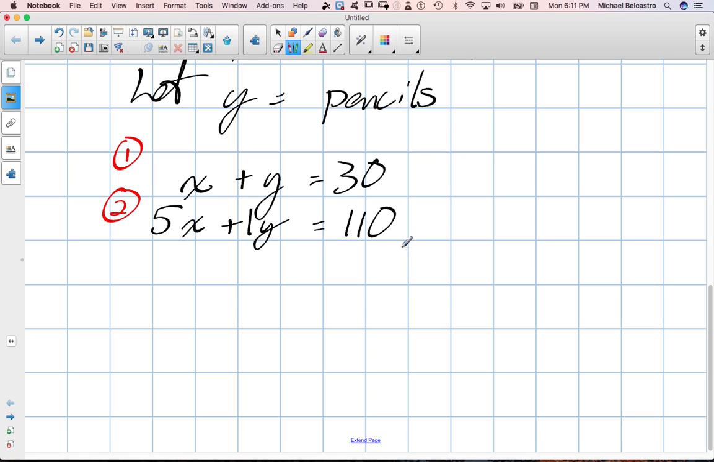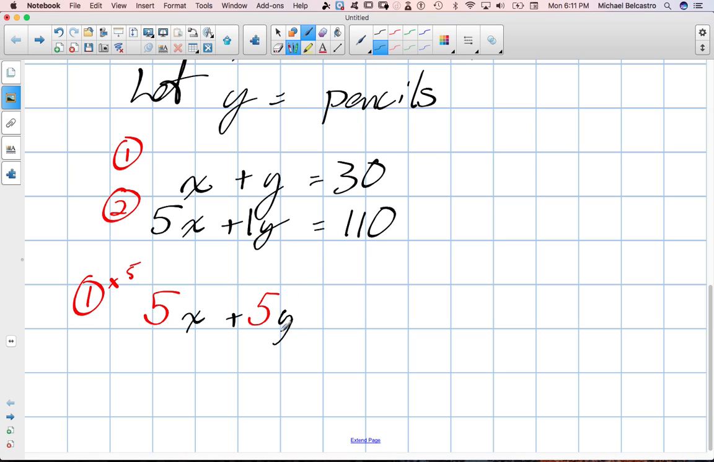What do you commonly use to solve linear equations? Do you remember either of those methods? Elimination? Okay, so we're going to do an elimination here. So I'm going to take equation 1. We're going to use elimination. And I'm going to multiply equation 1 by the number 5. Okay? I'm hoping to eliminate the x's in this question. So you'll notice I'm going to go 5x plus 5y is equal to 150.